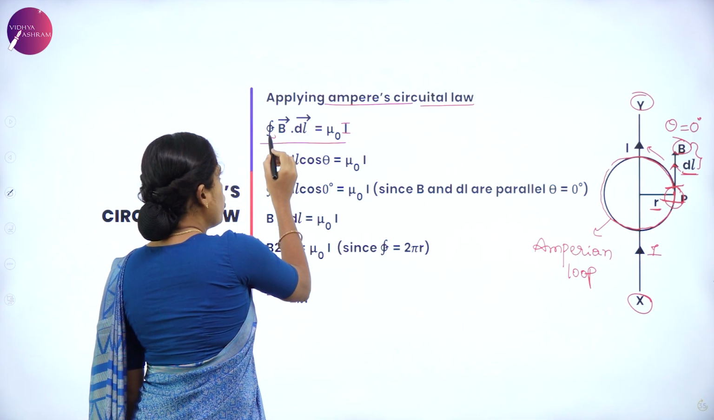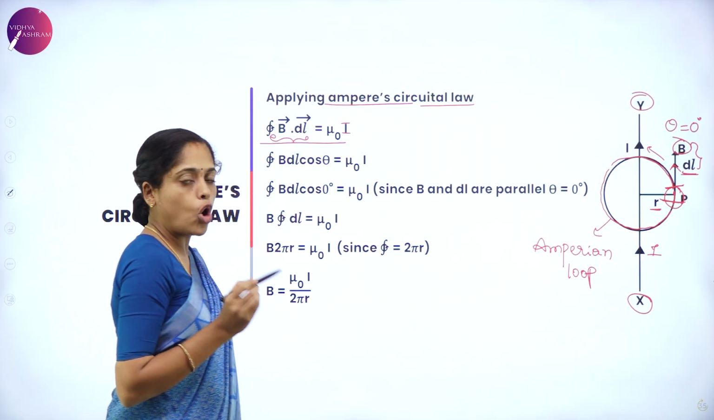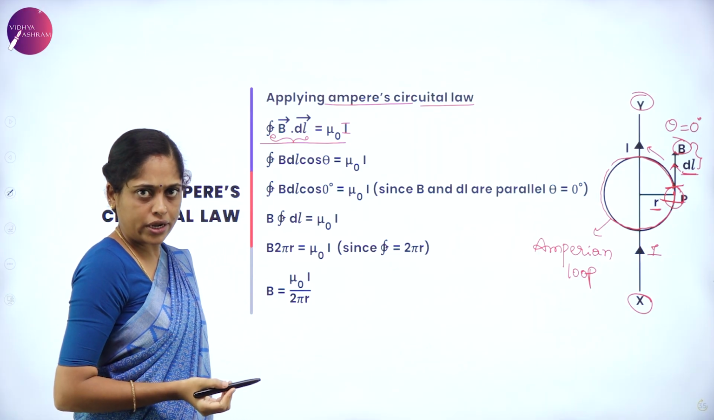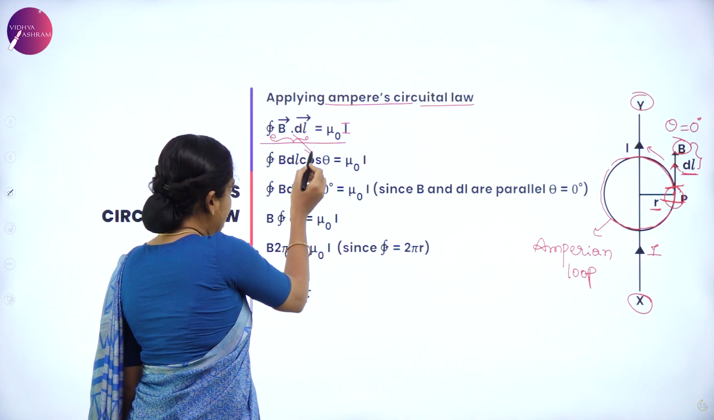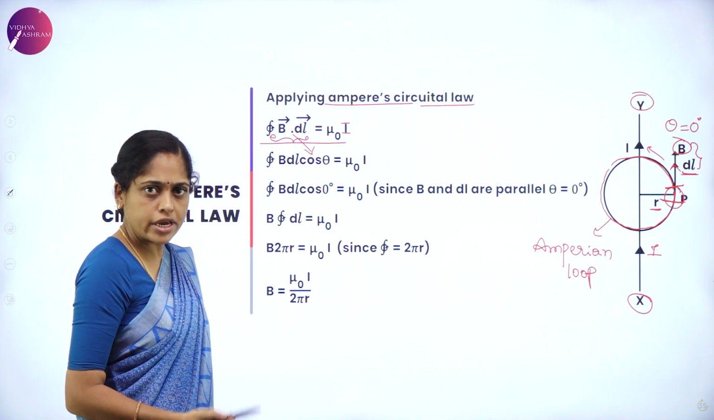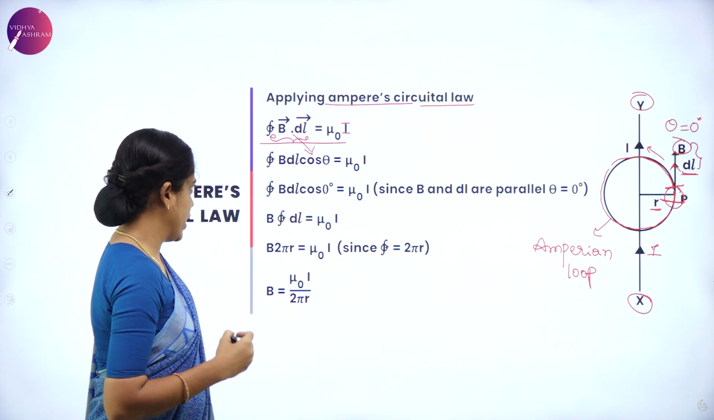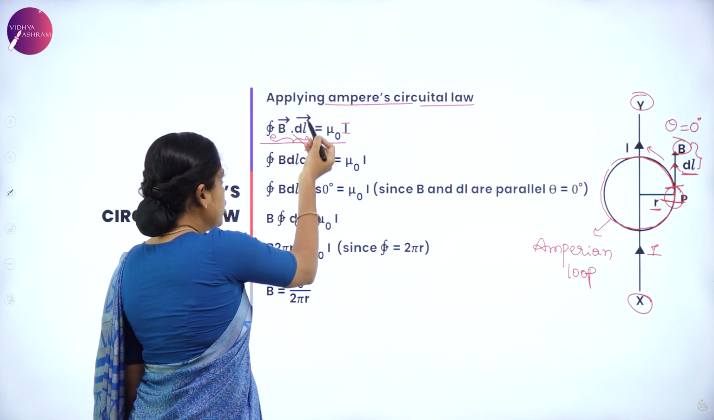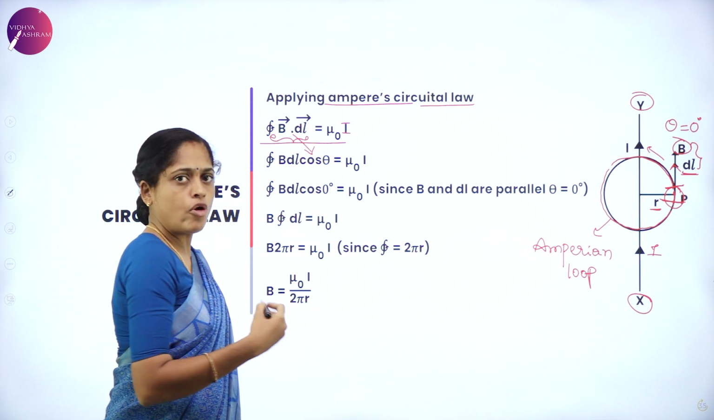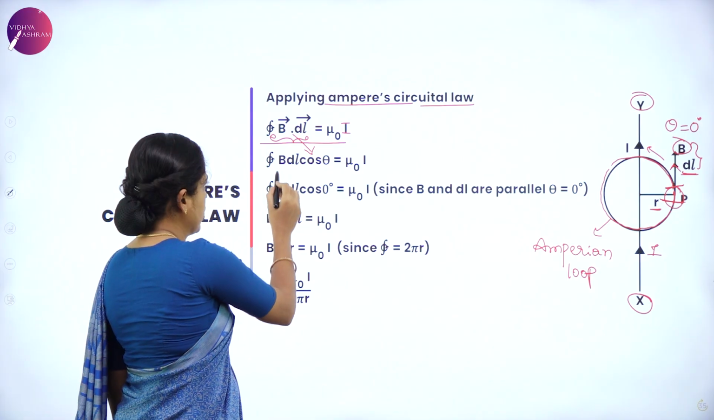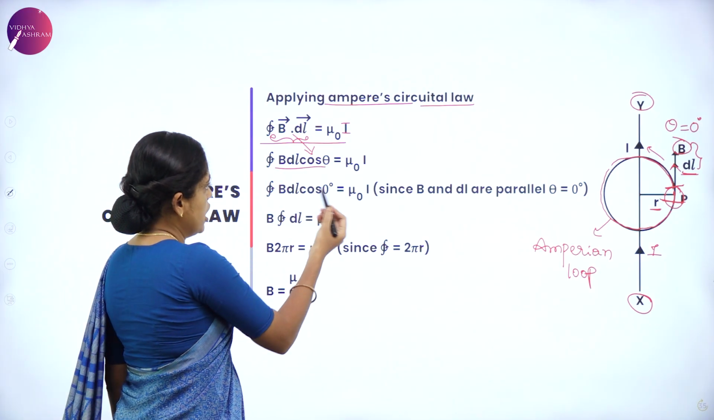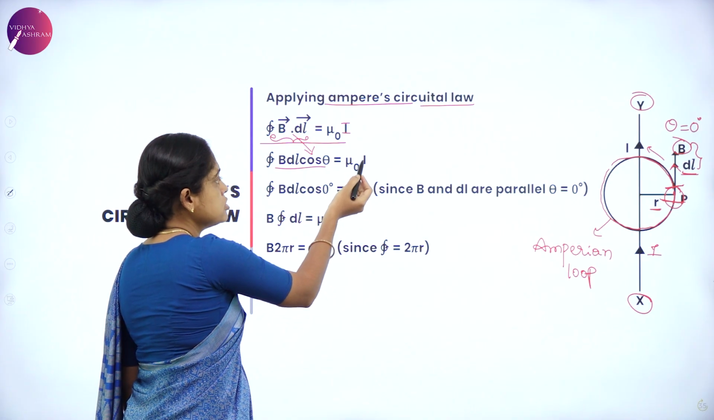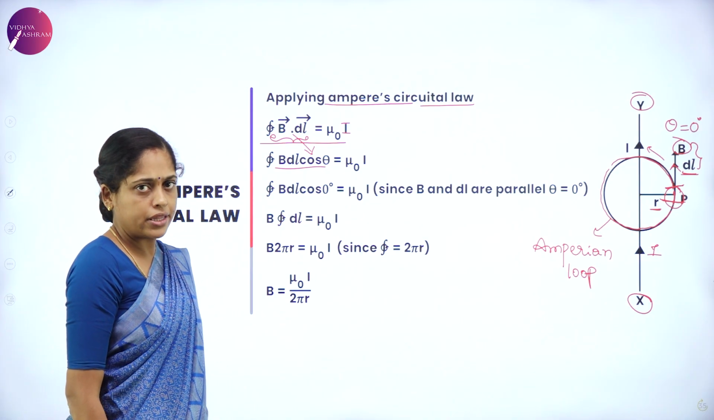Now, this is the dot product of two vectors. When I consider the dot product, the angle is cos theta between the two vectors. So the magnitude of this dot product is given by B dl cos theta, which is equal to mu naught times the current enclosed by that path.